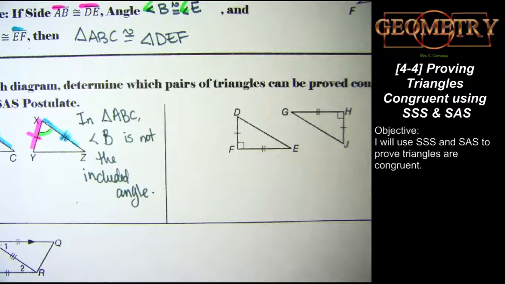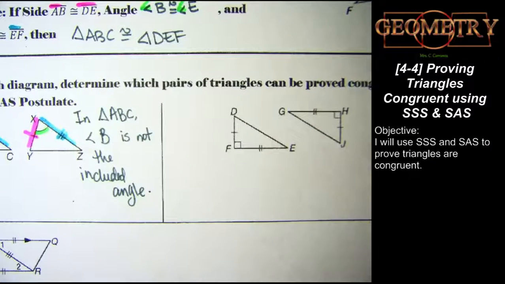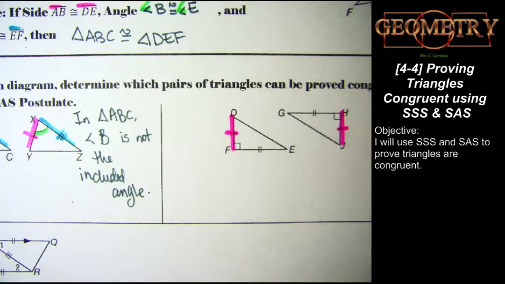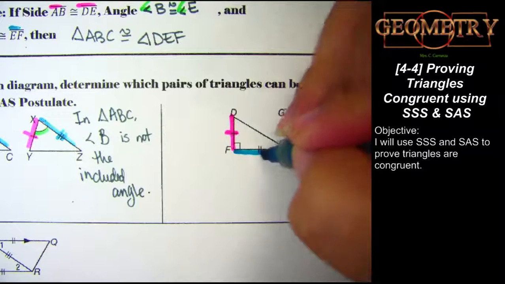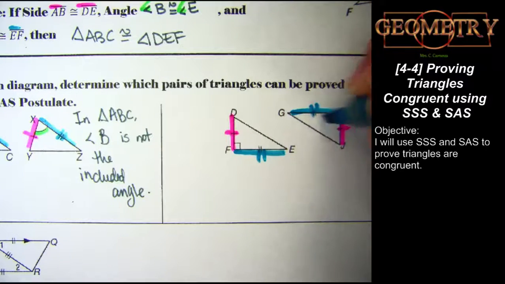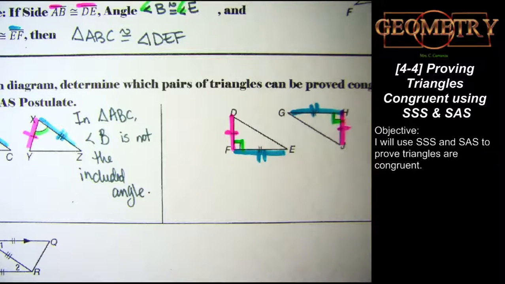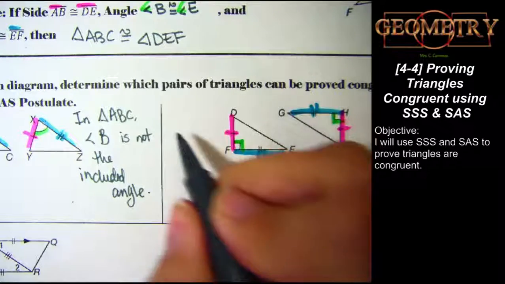Make sense? Okay. All right, let's look at these two triangles. I have two triangles. I have these pairs of sides congruent, and these pairs of sides congruent. And I don't have any other angles marked congruent. But what kind of angle is this? 90 degrees. And this? 90 degrees. They have the same measure. Angles that have the same measure are congruent.